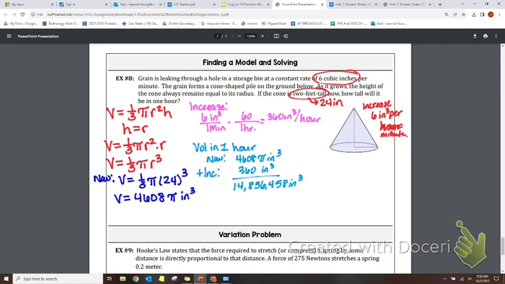Now, why do I need to know the volume that's going to be there in 1 hour? Because I want to know how tall it's going to be in 1 hour, or what the radius is going to be in 1 hour. Remember, we came up with that equation a little while ago: our volume is equal to 1/3 pi r cubed. Well, now we know our volume is 14,836.458, which is equal to 1/3 pi, and I'm going to change that from r to h because we're after the height. So the height cubed, because remember, the height's equal to the radius.